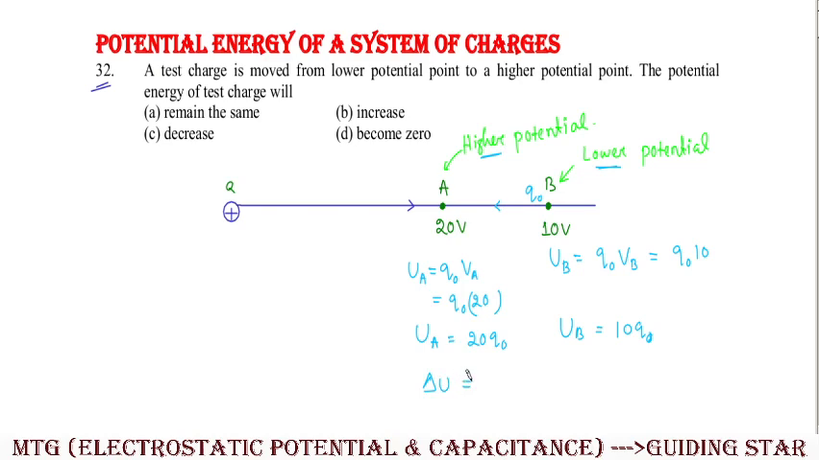How much has it increased? The change in potential energy is UA minus UB, so 20 Q naught minus 10 Q naught, which is 10 Q naught. That means the change in potential energy is positive, so the potential energy of the test charge will increase. So option B will be the correct one.